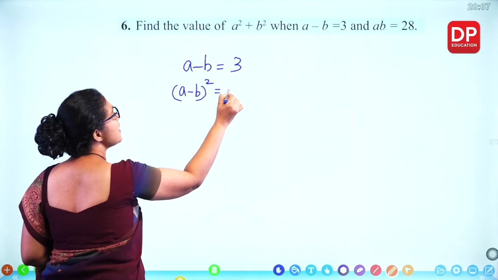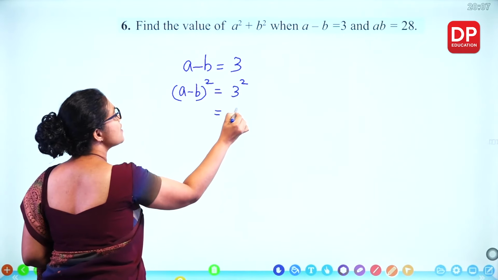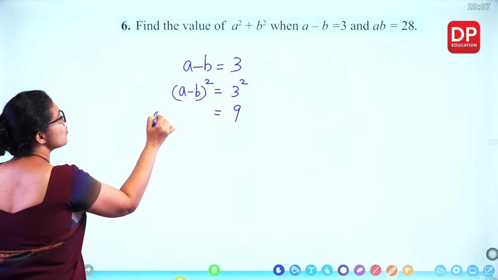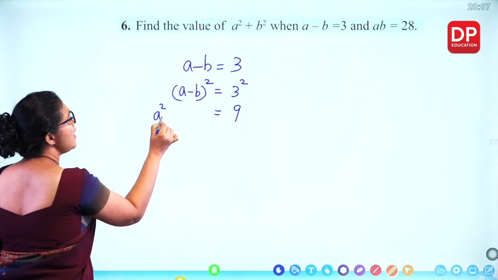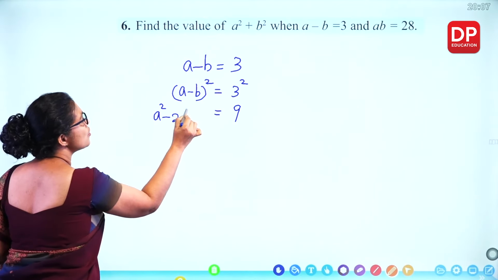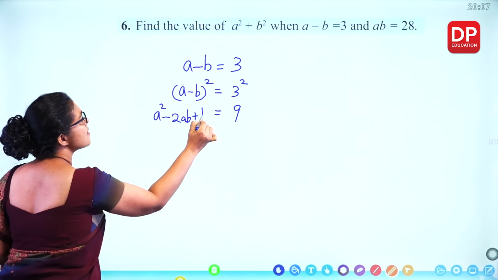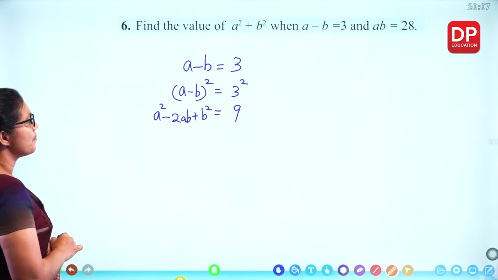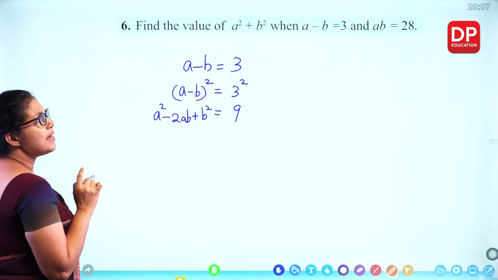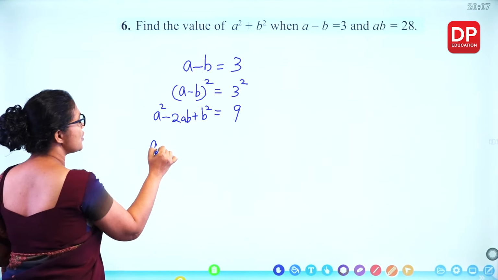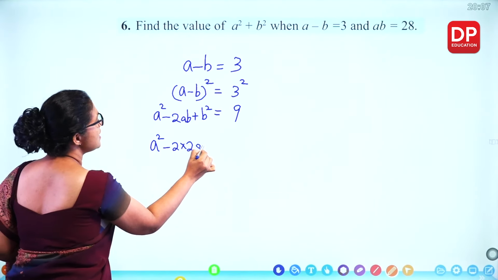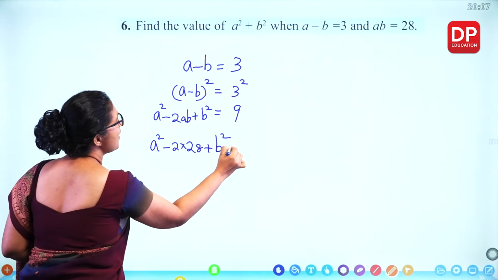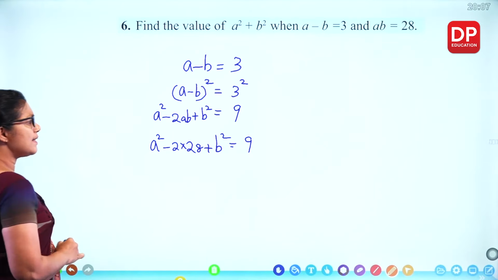This squared is equal to 3 squared. So what is 3 squared? You get 9. So what's the rule? When you square a binomial, it's the square of the first term, double the product of the two terms, plus the square of the last term. And also we know ab is 28. Instead of ab, you can substitute 28.